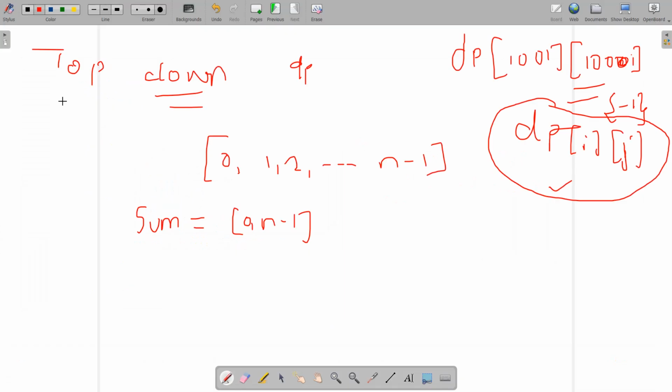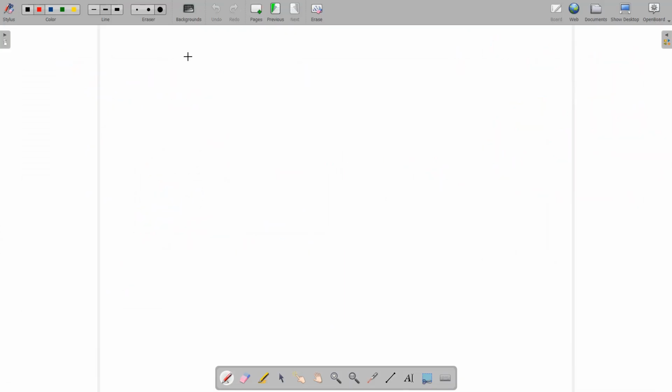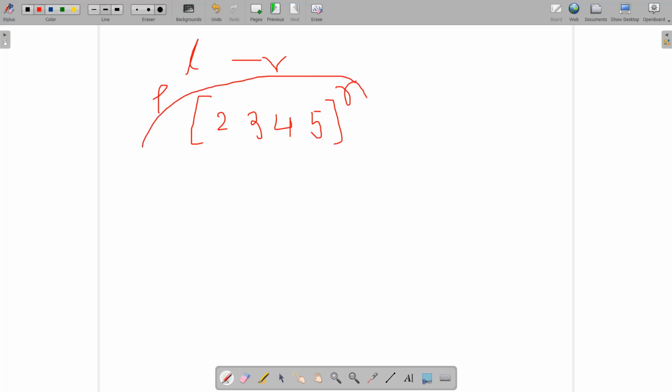Now this is going to play an important role, and it needs to be understood very carefully. Suppose we have some segment starting from L to R. Let me take some values to make it easier, like 2, 3, 4, 5, and I need to find the score if both players play optimally starting with this array. If a player chooses this one, I need to know the answer for this segment. And if a player chooses this one, I need to know the answer for this segment.